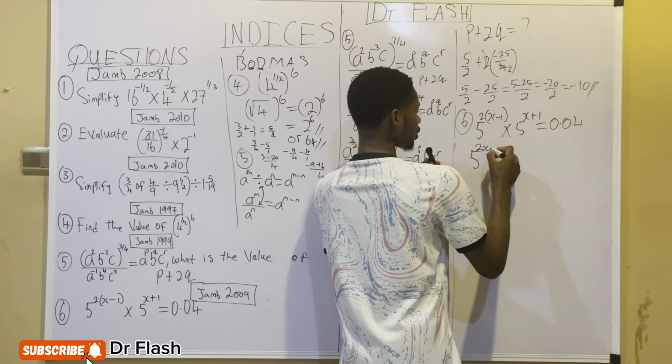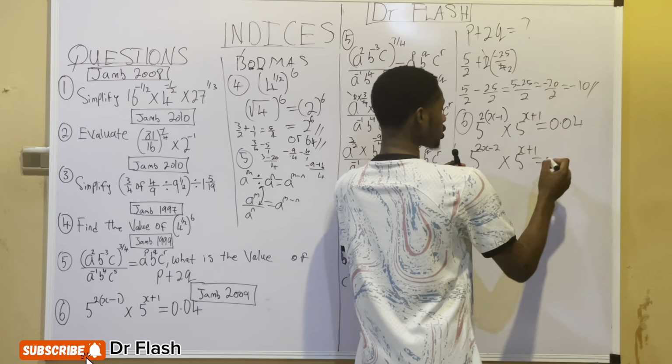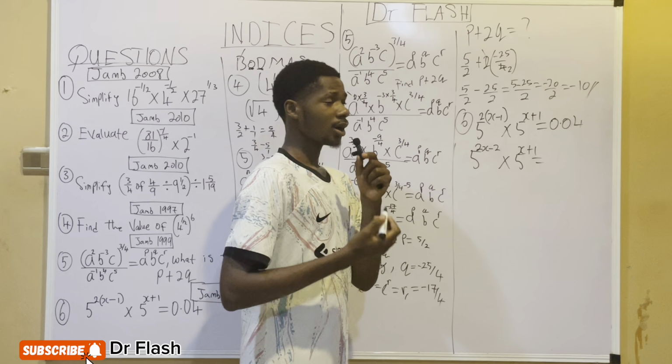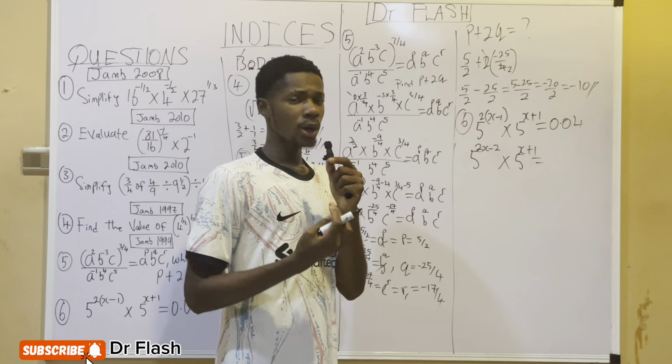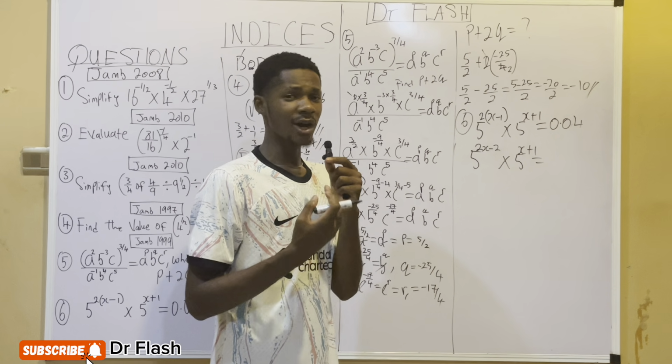2 times minus 1 is minus 2 times 5 to the power of x plus 1 equals... Now take note, even if you're not following my procedure and you try to attempt a problem like this, you can make use of any method using the laws of indices, as far as you're on the right track.